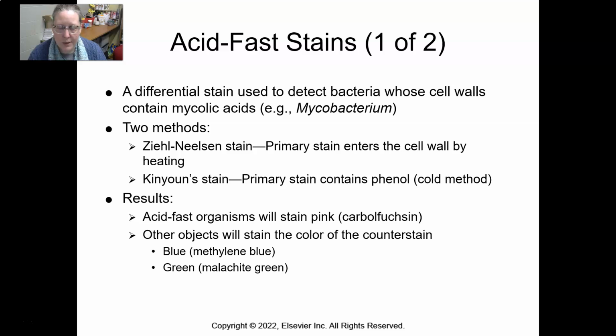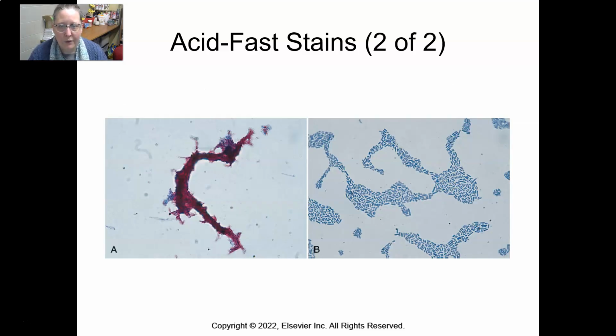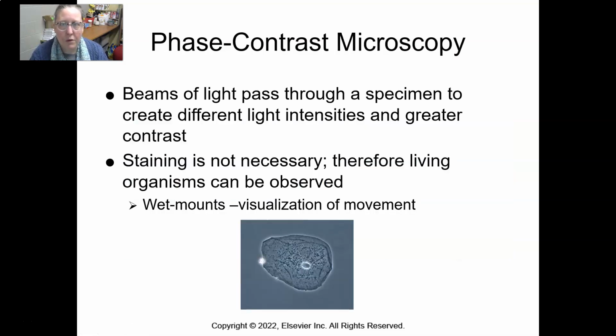The results: the acid-fast organisms will stain pink due to the carbol fuchsin, and the other objects will stain the color of the counter stain, which could be blue if you use methylene blue, or green if you use malachite green. This is a typical acid-fast. This would be a positive specimen with the pink carbol fuchsin. This would be a negative specimen that appears blue as the counter stain.